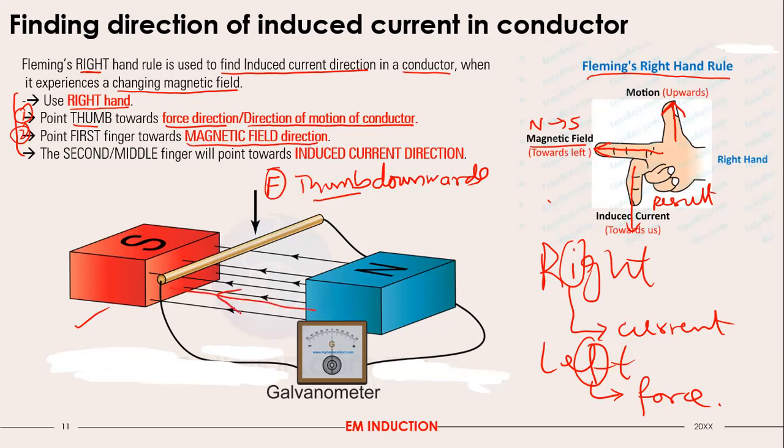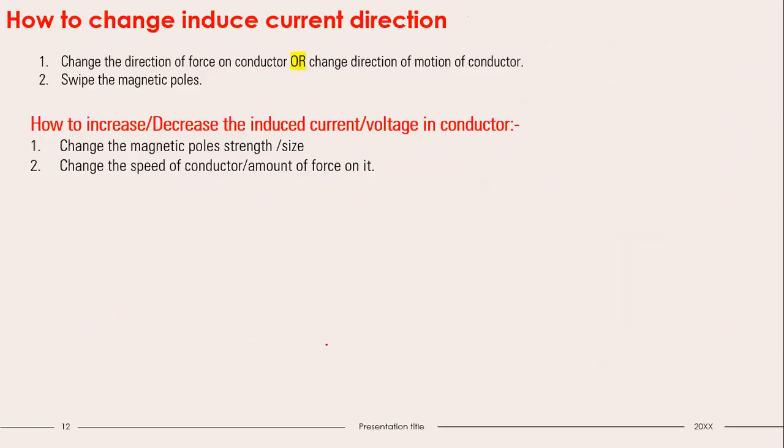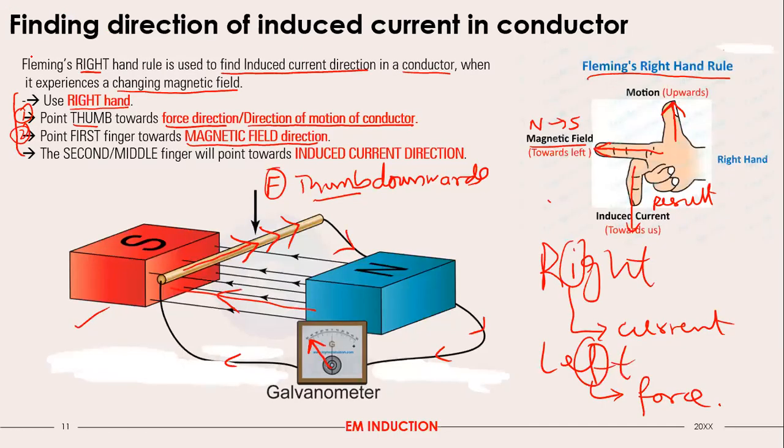So point your thumb downward, point your first finger from north to south, and then the second finger, the middle finger, will be pointing towards the direction of induced current, which I hope you are getting in this direction. Like the current is moving in this direction. So when current goes in this direction, it means the pointer is going to deflect this way. So that's how you can find the direction of induced current in this conductor. If you want to change the induced current direction, there are two ways. You have to change the direction of force on the conductor. Like first, the force was in downward direction.